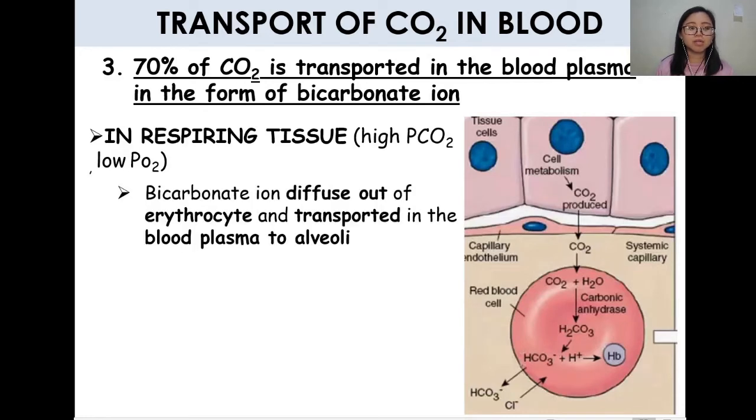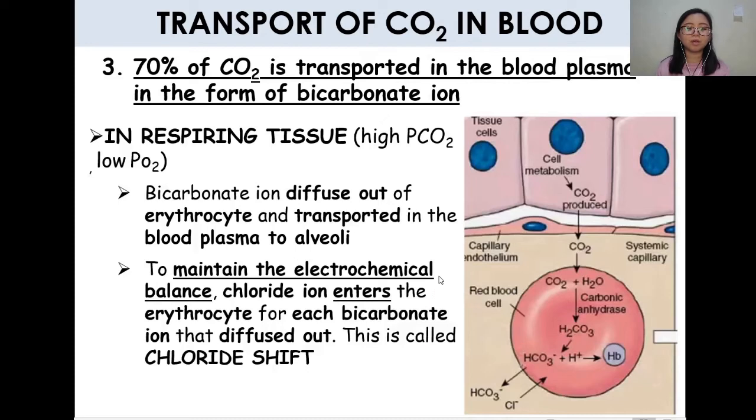Okay, still in the respiring tissue, the bicarbonate ion will diffuse out of the erythrocyte and transported in the blood plasma to alveoli. Bila dia sudah jadi bicarbonate ion, dia keluar daripada sel darah merah, dia akan duduk dalam plasma. Lepas tu tunggu sampai dia orang sampai di paru-paru. This is to maintain the electrochemical balance so that chloride ion enters the erythrocyte for each bicarbonate ion that diffuse out. This is called a chloride shift.